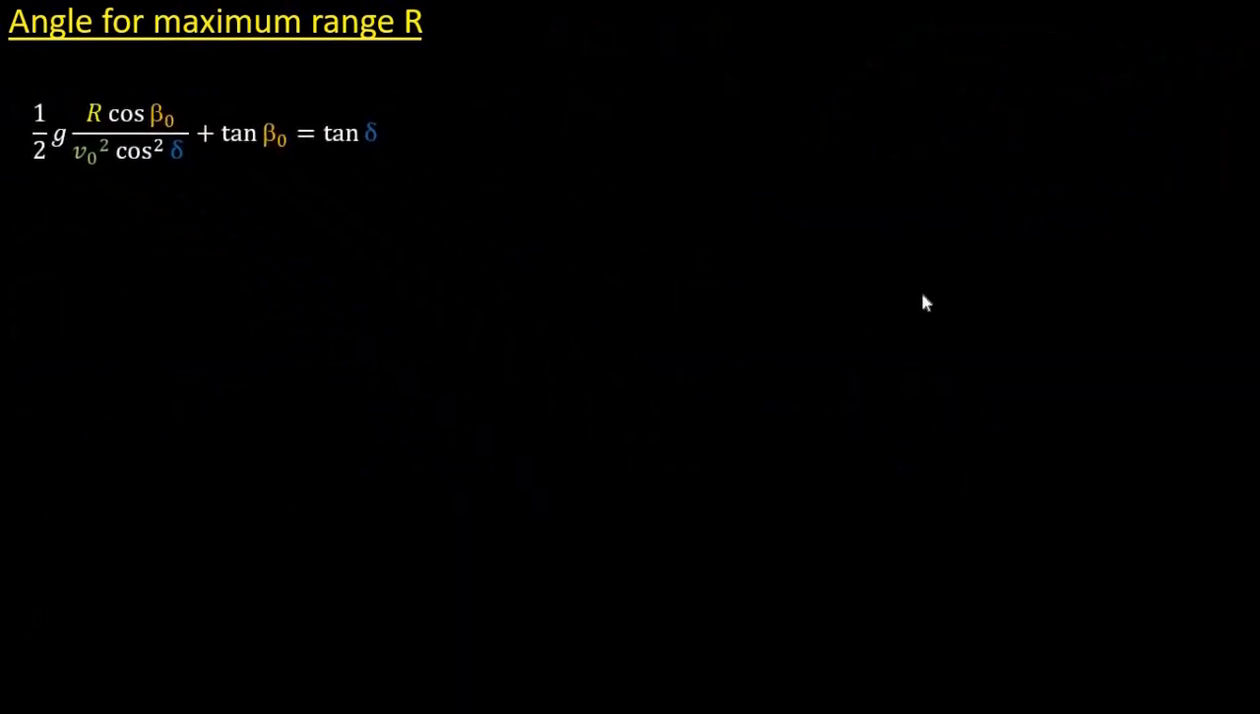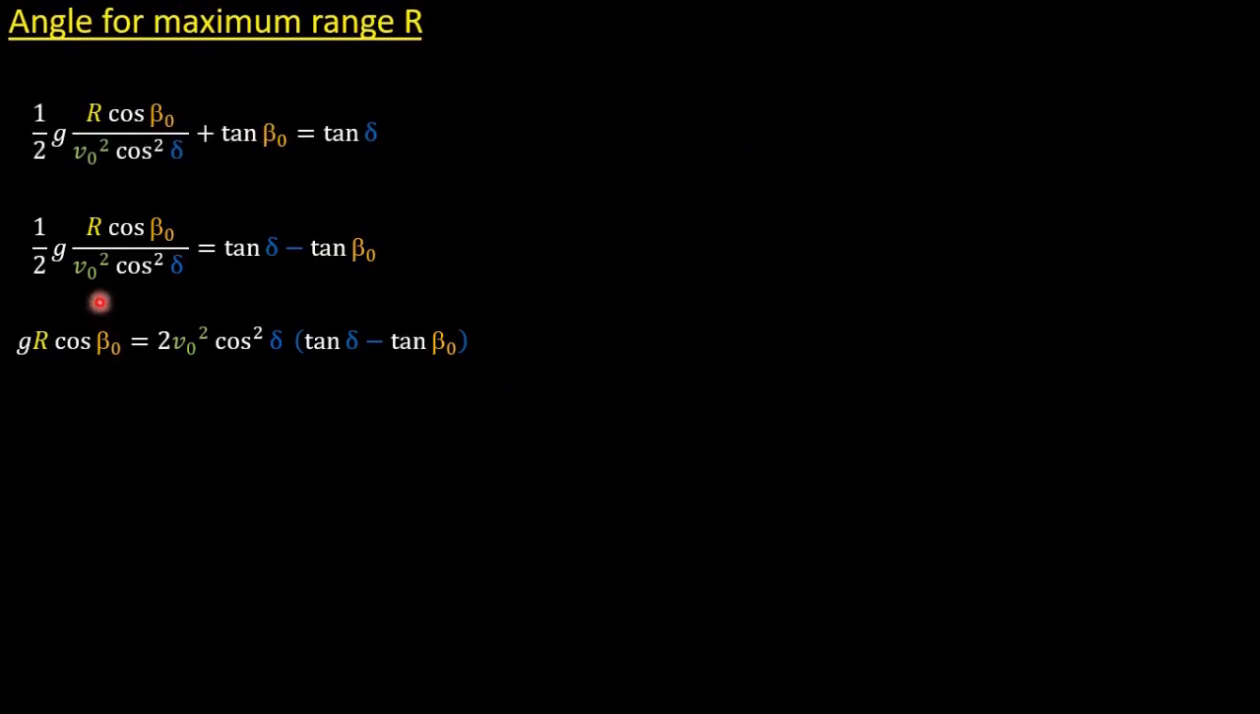Okay, so let's continue on. Now I just subtracted tan beta from both sides to get this. Then I multiplied both sides by 2, and then multiplied both sides by v sub 0 squared times cos squared del to get this. So I multiplied both sides by this bottom term here and by 2, so that this half goes and we get an extra 2 on this side as well. Then I divided both sides by g times cos beta to get this equation here.